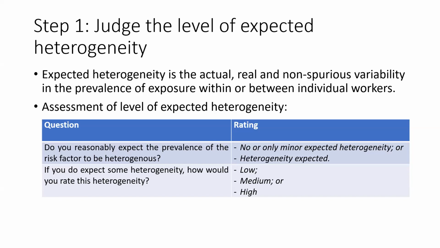And you see below how we are currently conceptualizing this. There are two questions that the assessor asks after being provided some considerations for how to assess. The first is they are asked to say if they reasonably expect the prevalence of the risk factor to be heterogeneous, where you can see that there are two ratings: no or only minor expected heterogeneity, or some heterogeneity expected. And then in the second question, the assessor is asked to rate the actual level of heterogeneity, if there is any, from low, medium, or high as the three rating choices given.